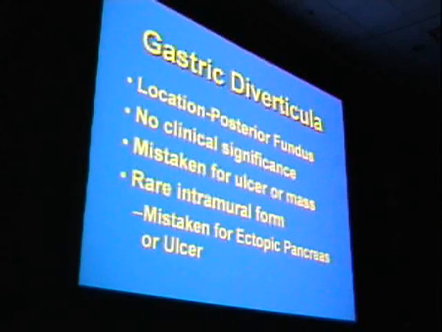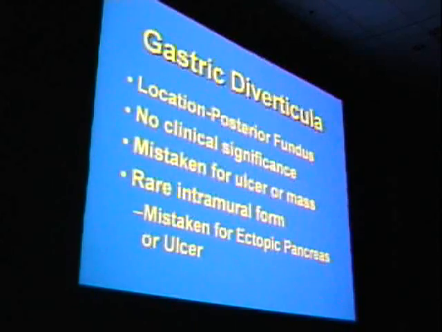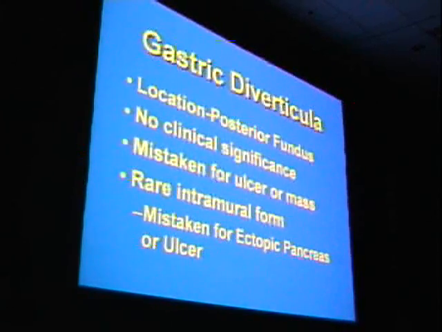Now, this is something that I find many residents are confused about. You'll show a great big ulcer in the middle of the stomach, and because it collects contrast, they'll indicate that it's a gastric diverticulum. Be mindful that 99.9% of all gastric diverticula only occur in the posterior fundus. They have no clinical significance. They can be mistaken for an ulcer or mass. Rarely there's an intramural form that can be mistaken for ectopic pancreas or an ulcer, usually in the distal antrum. But that's not really a problem.